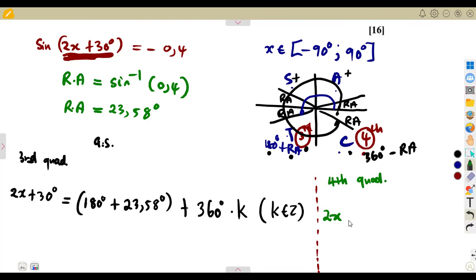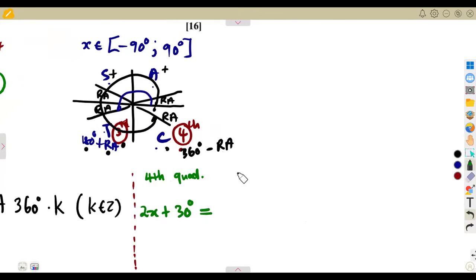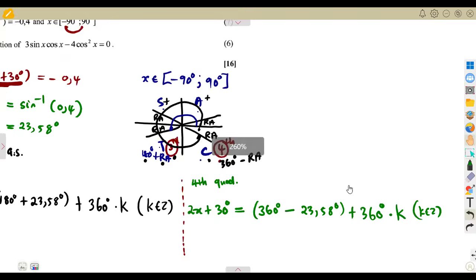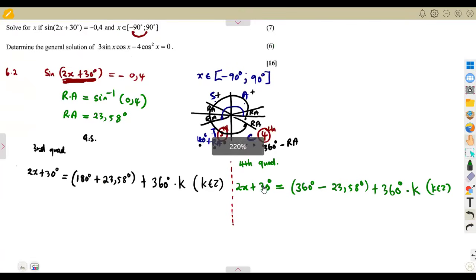So therefore 2x plus 30 degrees was going to be equal to, in the fourth quadrant, how do you take your solution? 360 minus the reference angle. Remember our reference angle 23.58 degrees plus 360 degrees times k, where k is an element of all the integers. All integers.